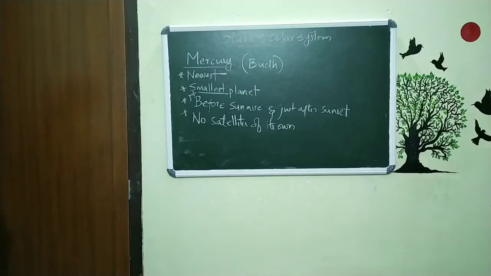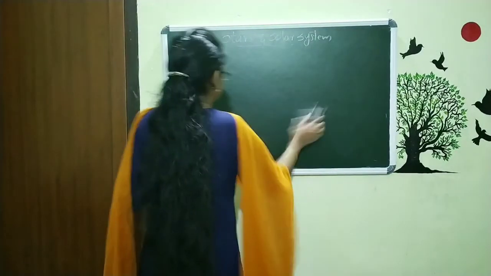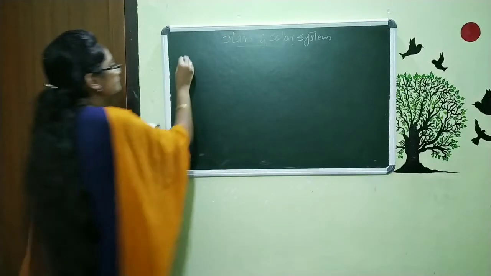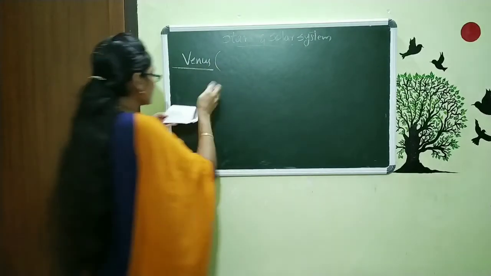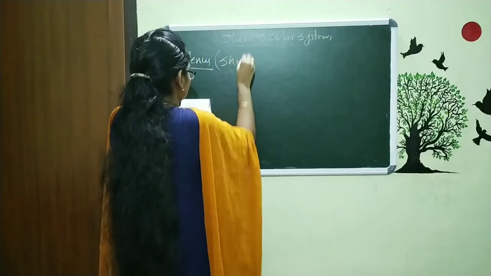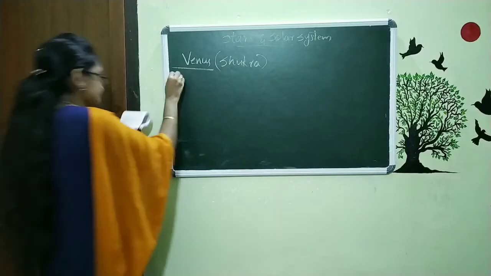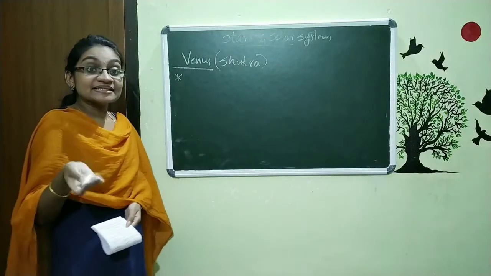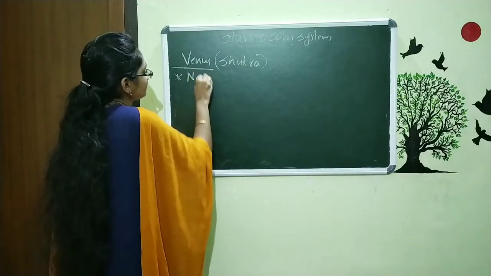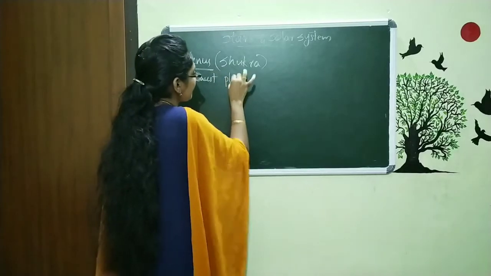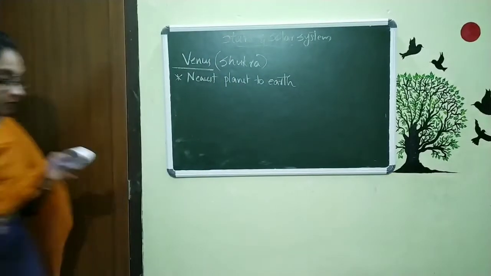Now we are moving to the next planet, and that is Venus. This Venus is also called Shukra. We said it as Shukran. So it is Shukra, another name. This is the nearest planet to Earth. This is the first nearest planet to Earth.